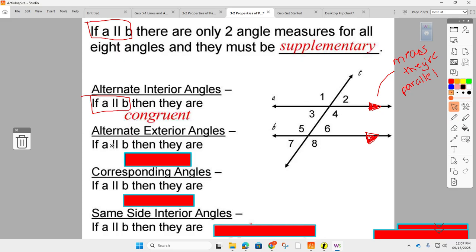Give me a pair of alternate exterior angles in this diagram, Helen. Alternate exterior. Yes, 1 and 8. They're both exterior, on the outside of the 2 lines, but on opposite sides of the transversal. So 1 and 8 are definitely alternate exterior angles, as are 2 and 7. 1 and 2, remember, are both exterior angles, but they can't be adjacent. They can't be beside one another. So they are also congruent.